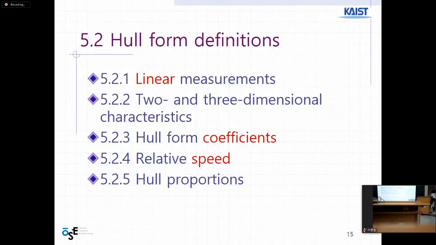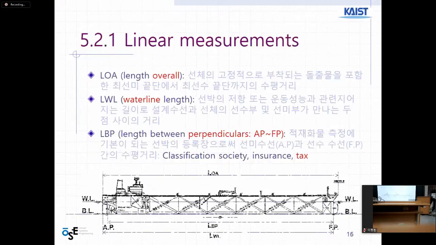And also 2 and 3-dimensional coefficient. We call this a Hall-form coefficient. We'll see more later. And speed. Also, relative means not absolute. It's a relationship, divided by something. A proportion is a coefficient.